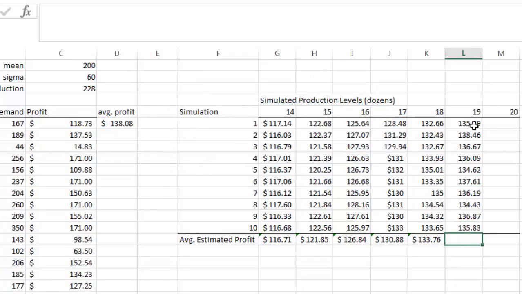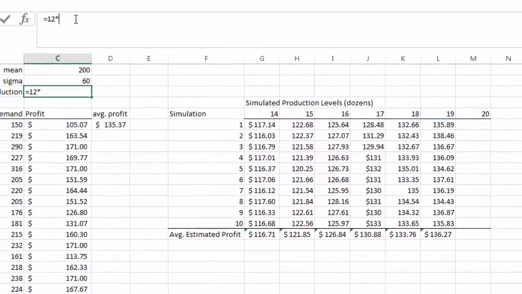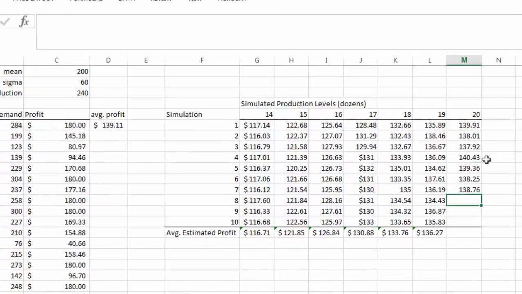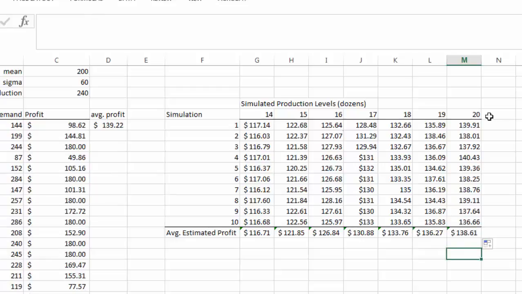Okay, my values are ranging in the 135, 6, 7, so I'm thinking my average of those might be even higher. And yep, it's 136.27. Okay, so let's keep going. Let's try our 20 dozen. Average those out, 138. I'm still increasing in profit. So let's extend this table over. Let's try 21 and 22 dozen. Let's see if we keep going up.